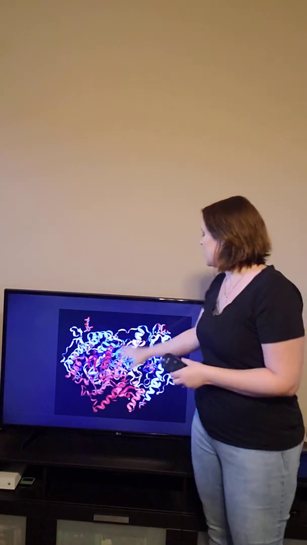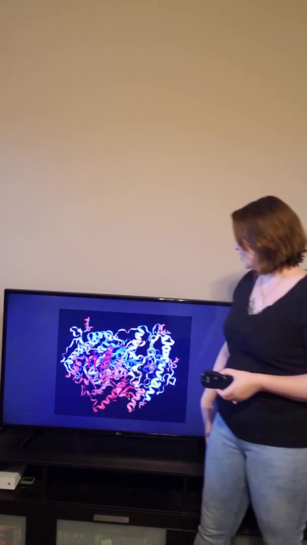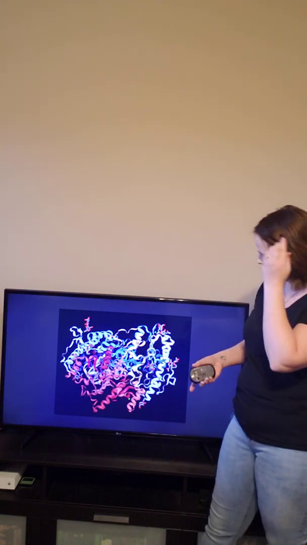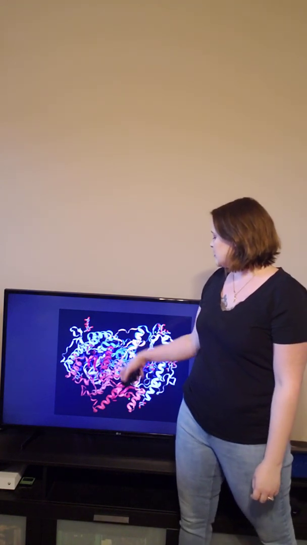So here you can see one half of the dimer. Here you can see the other half of the dimer. Here we have some of the residues off to the side. The little green dots you can see in a second, this one is the active site. And then we'll see some more about this in a few minutes.